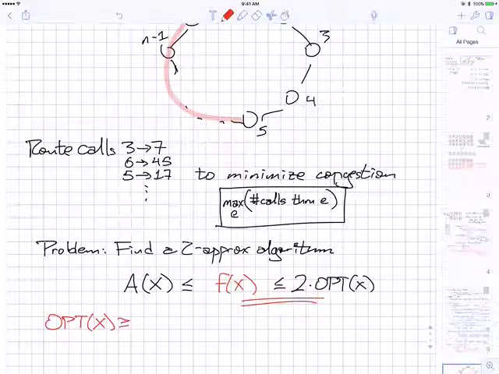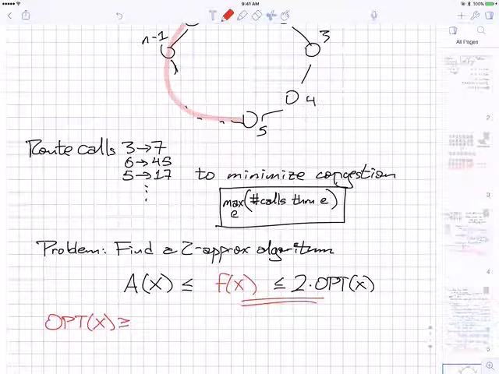Yeah. How about the value if you just went clockwise for all of them? The max value? Well, if I go clockwise for all of them, that's going to give me an upper bound on opt, because that's actually a way I could route the calls. That might be A of X.